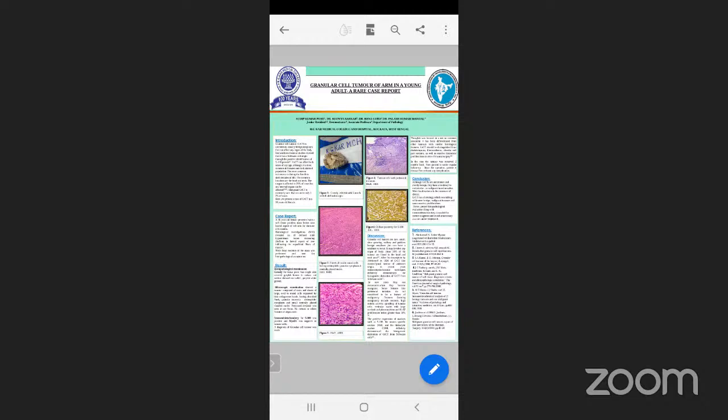In my poster, figure 1 shows the gross finding of the tumor, figures 2 and 3 show histopathological features suggestive of granular cell tumor, and figure 4 shows the perineural invasion at one focus. For further confirmation, and to differentiate from other tumors having similar histological features, immunohistochemistry for S100 and myoglobin was performed. S100 was positive and myoglobin was negative. So we came to the confirmation of the diagnosis of granular cell tumor.